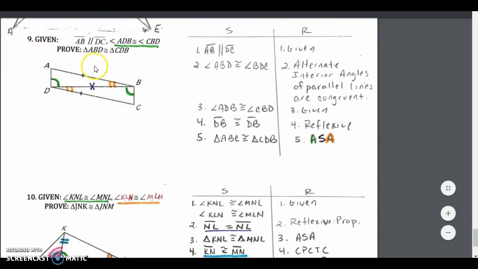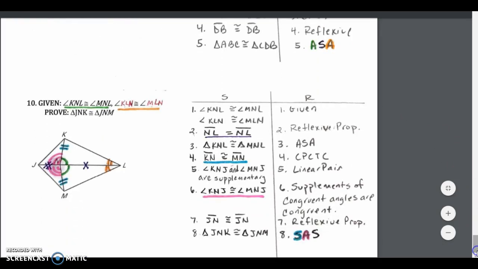Question number 9 was another example in which I could have drawn these separately. I just decided not to because they were very straightforward. They were very easy to see. Alternate interior angles is all you had to write here. You didn't have to write alternate interior angles if parallel lines are congruent.